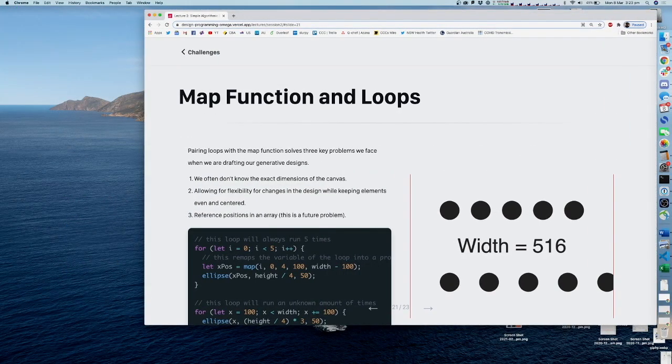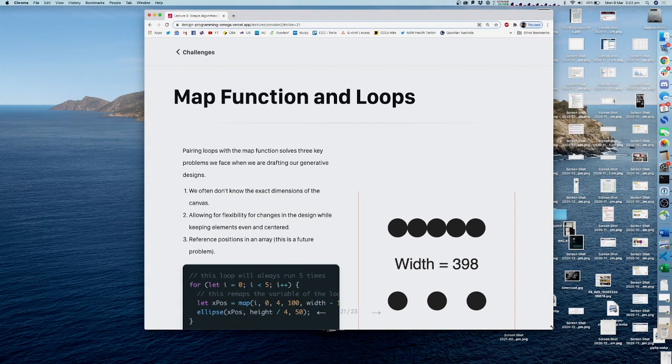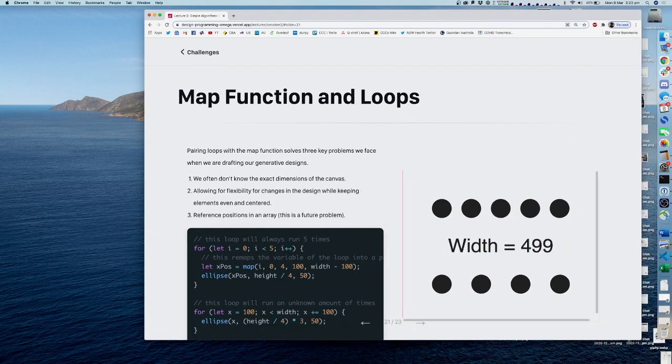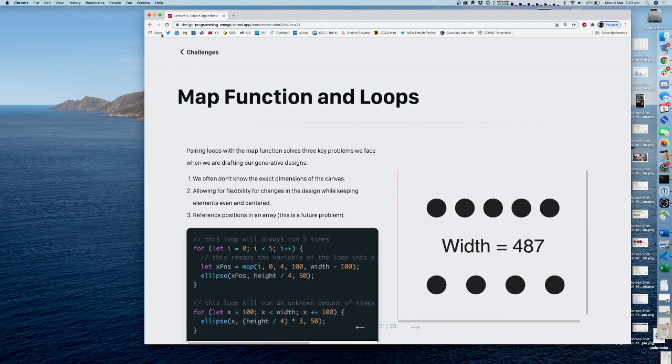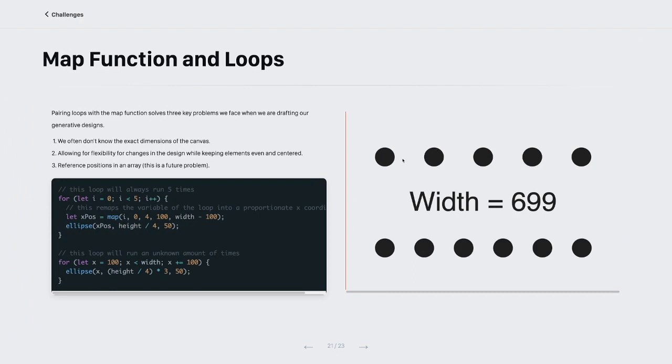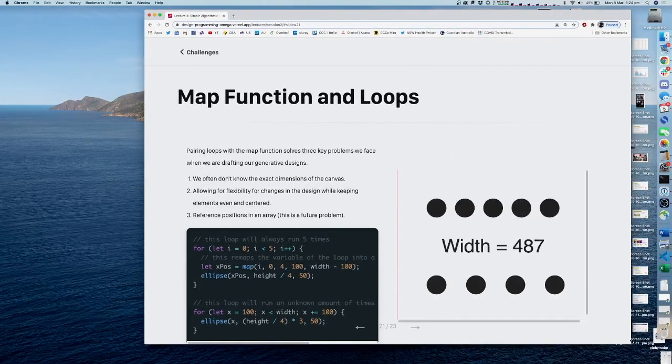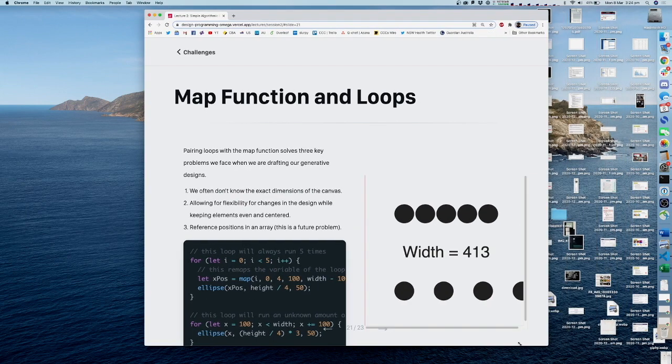They still start 100 pixels in, and they still end 100 pixels from the right-hand side. We just know that every time it draws, it's deciding how far apart they should be. Contrast it with this other loop where we're going 100 pixels across each time, and that's just going to draw, in this case, 6 circles. But if we make the screen smaller, it's going to draw fewer circles.